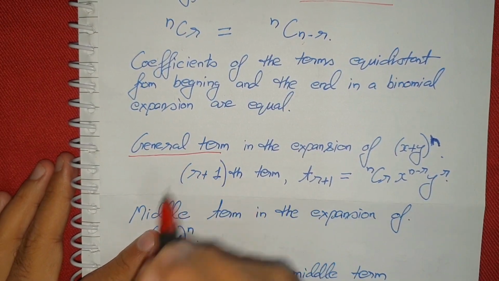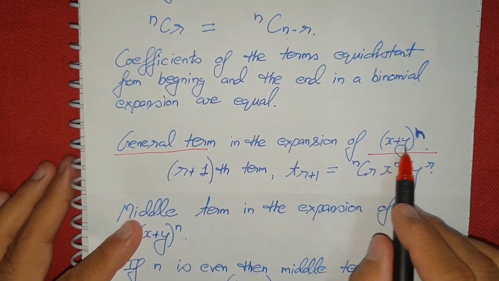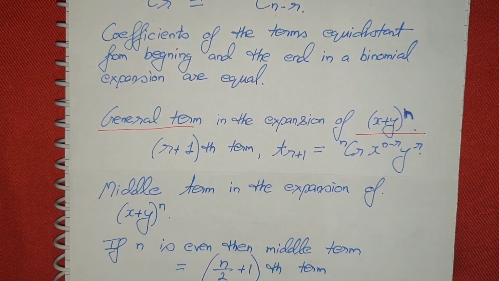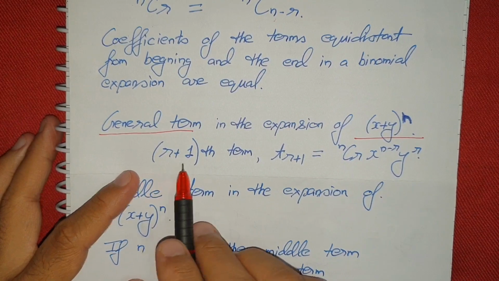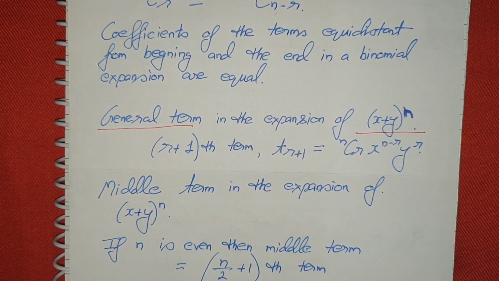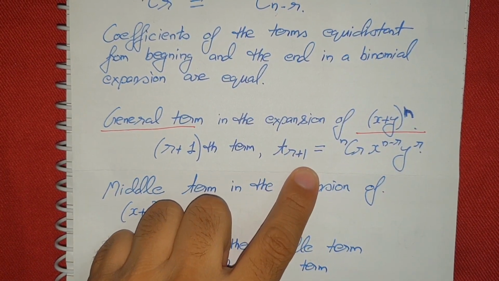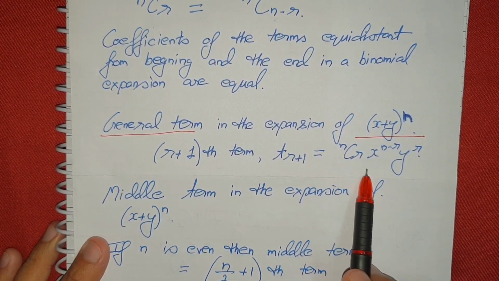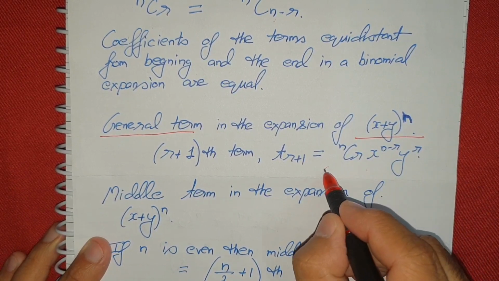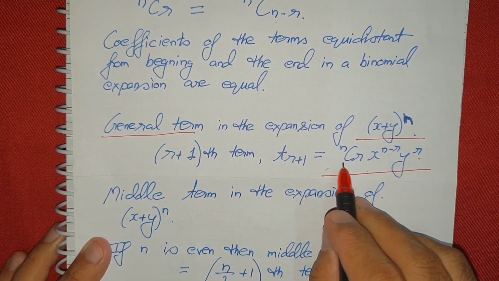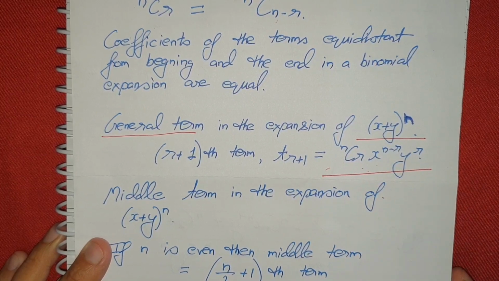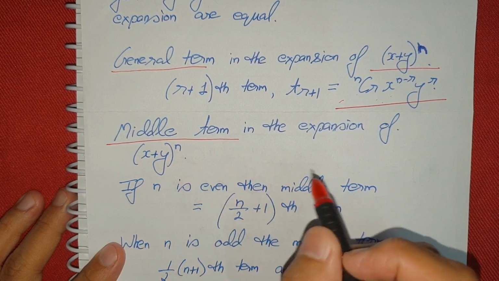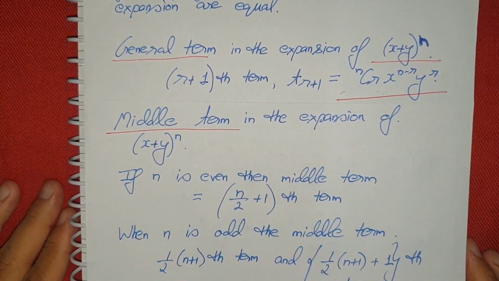Now, the general term in the expansion of (x + y)^n. We write the general term as the (r + 1)th term. So, that is T(r+1), which equals nCr x^(n-r) y^r.